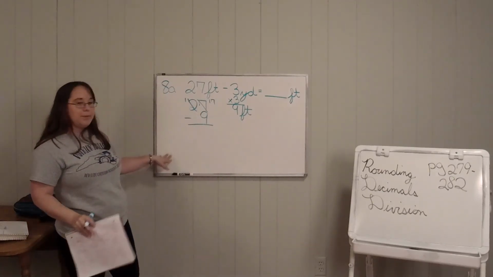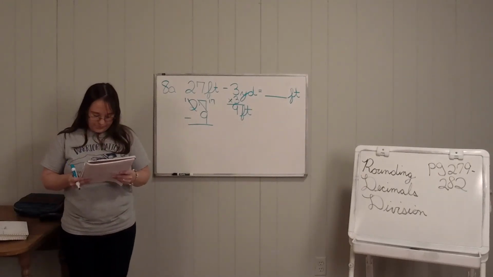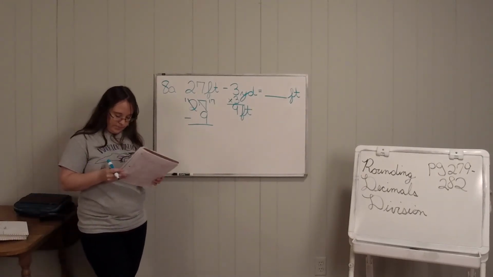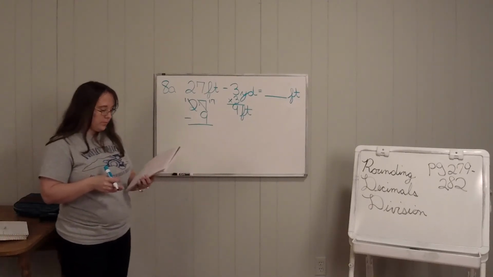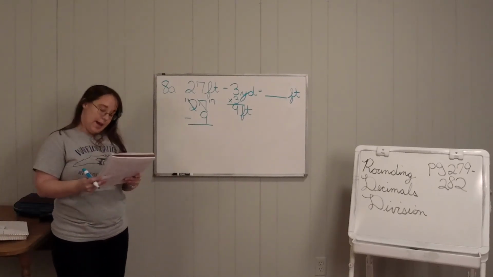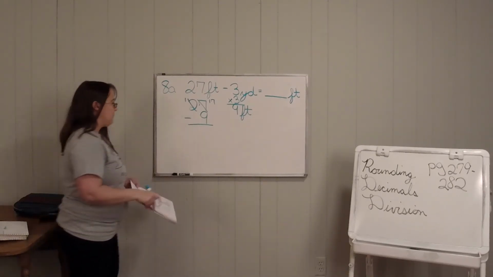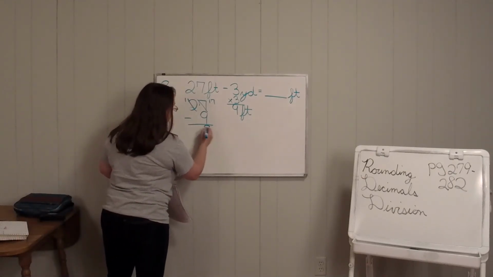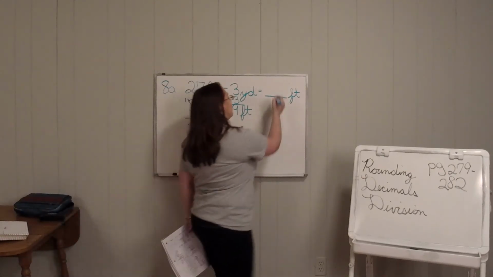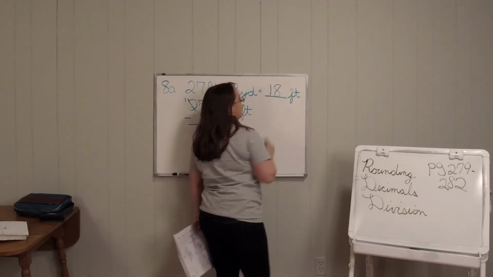I'll let you work that problem out real quick for yourself. Okay. 17 minus 9 is 8. Bring down your 1. And your answer is 18 feet.